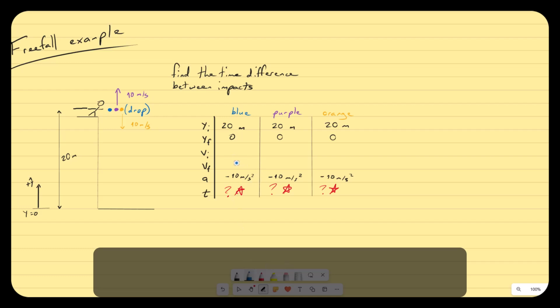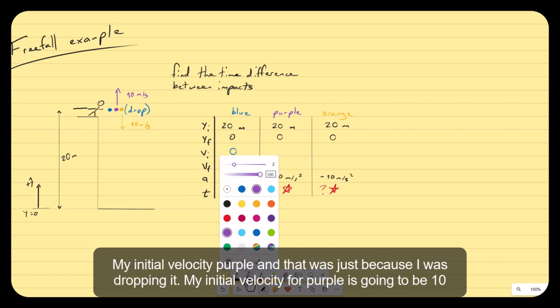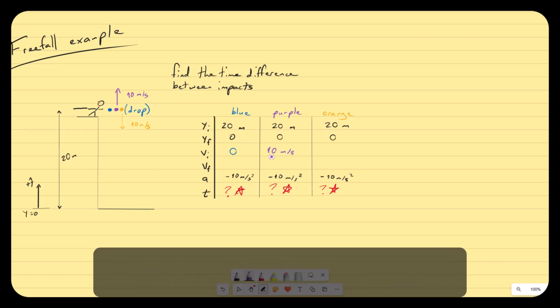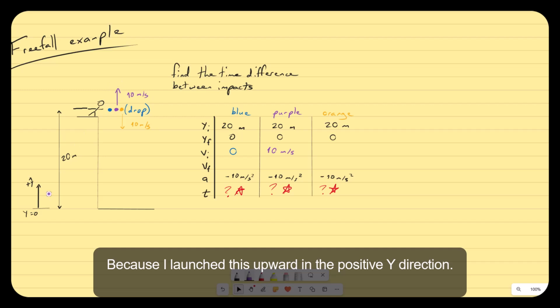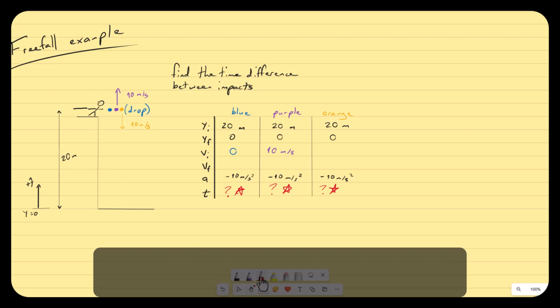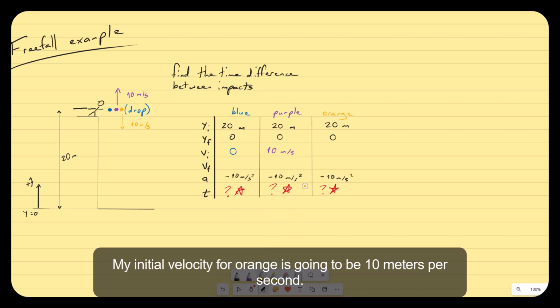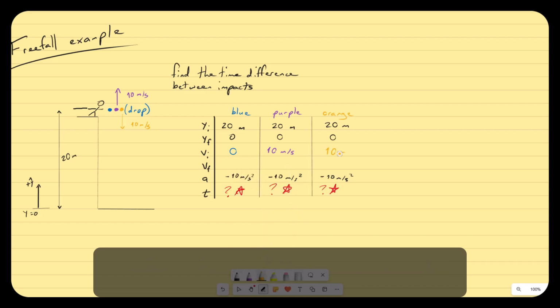Next, my initial velocity for blue is 0, just because I was dropping it. My initial velocity for purple is going to be 10 meters per second because I launched this upward in the positive y direction. My initial velocity for orange is going to be 10 meters per second, but I threw it downward, so it's going to be negative 10.